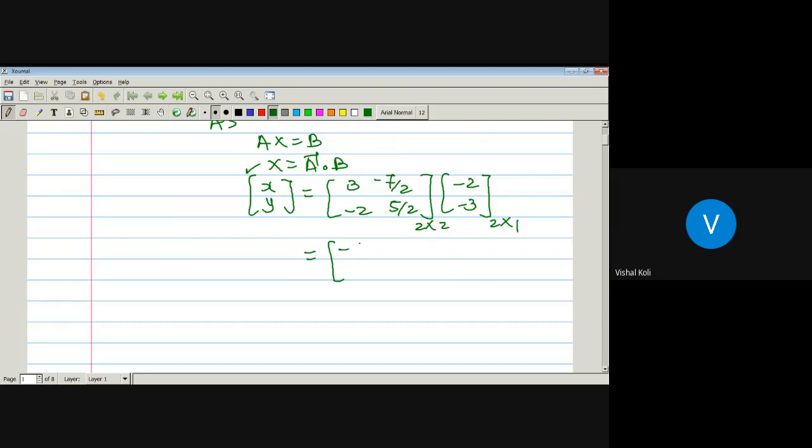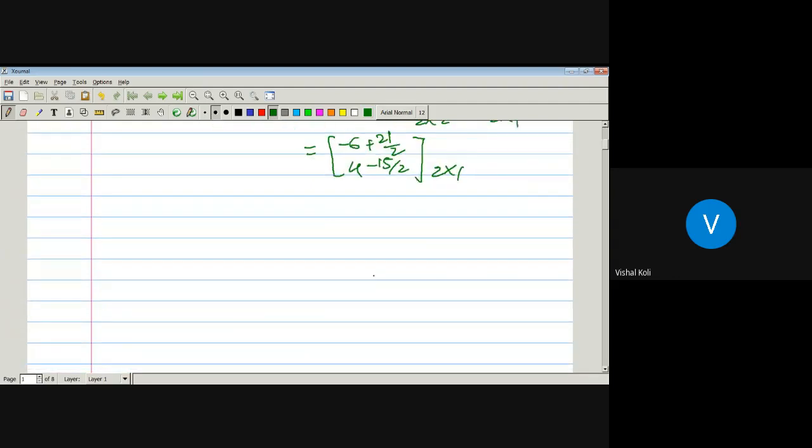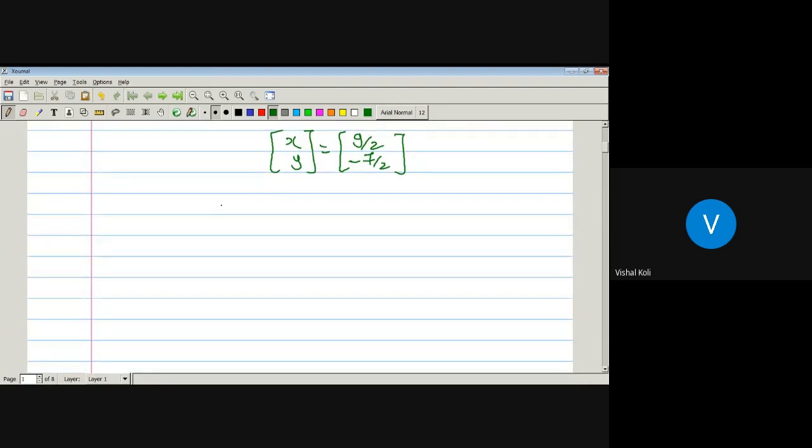3 into minus 2 minus 6, minus 7 into minus 3 plus 21 divided by 2; minus 2 into minus 2 plus 4, 5 into minus 3 minus 15 divided by 2, which is of order 2 by 1. Now its entries are minus 6 into 2, minus 12, minus 12 plus 21, 9 divided by 2; 4 into 2, 8, 8 minus 15, minus 7 divided by 2. So this will be the matrix X. As we know how to equate two matrices, by the equality of two matrices, x is 9 by 2 and y is minus 7 divided by 2.